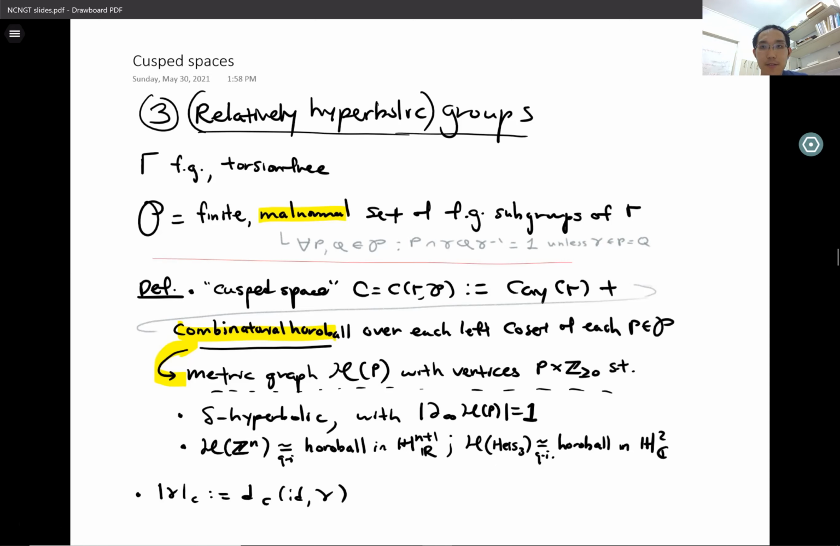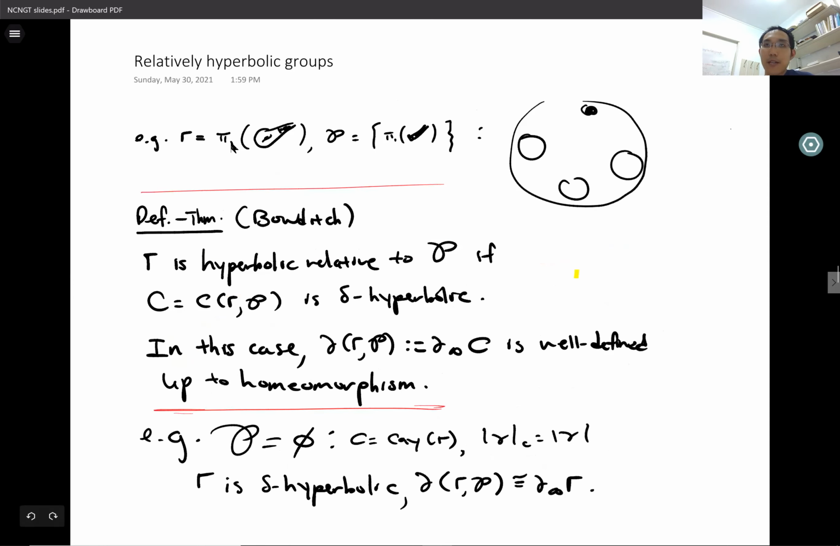And you can imagine, for instance, take gamma to be the fundamental group of a cusp torus, and curly P to consist of the cusp subgroup. Then if we put a hyperbolic metric on the cusp torus, you can imagine the Cayley graph as sitting inside the hyperbolic plane, except it's going to miss these large chunks that correspond to horoballs that are lifts of the cusp. And gluing in the combinatorial horoballs is going to fill in those blank spaces where the missing horoballs are.